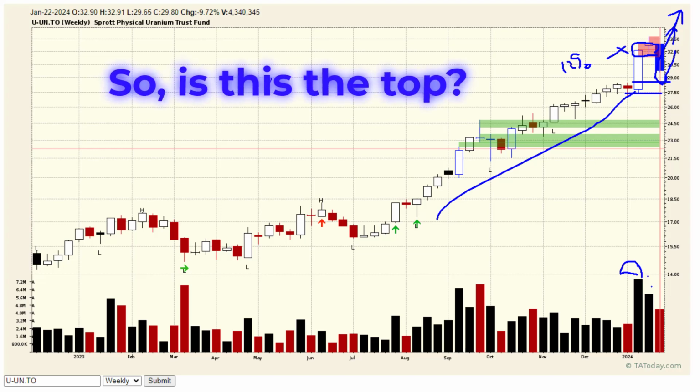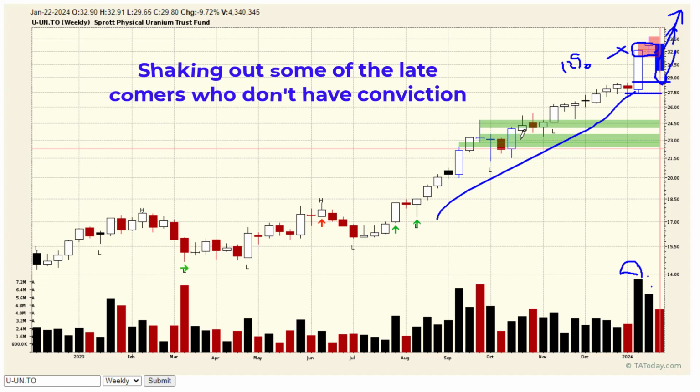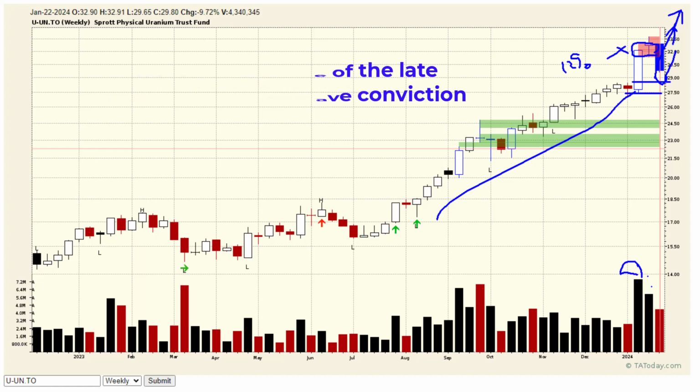So the question of whether this was the top: this is not the top, folks. This is just a small correction in a larger move that's probably going to continue.